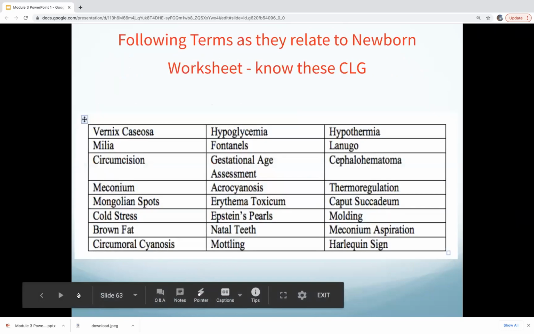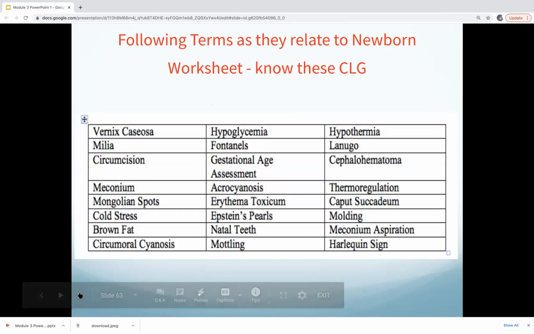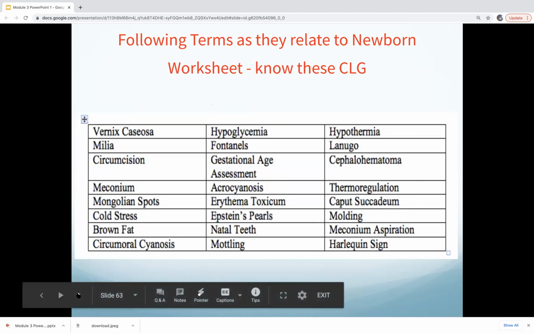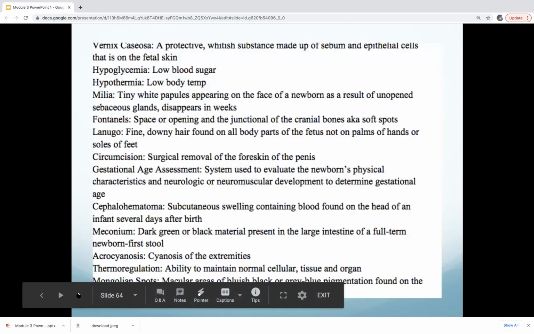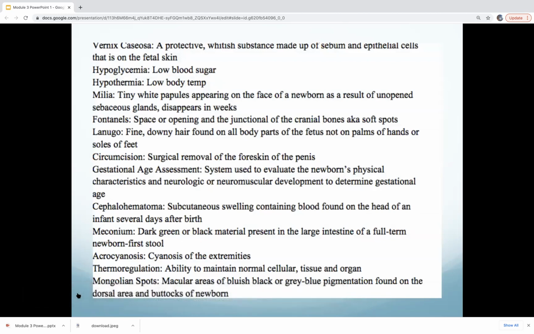So let's go over these terms, and there's a lot of them. So let's go through, and I just put here what I had in my notes. So the first one we're going to talk about is vernix caseosa. Vernix caseosa is a whitish substance that you see on the baby's skin when they're first born. I'm going to jump around, so I'm going to go through some of the skin things first.